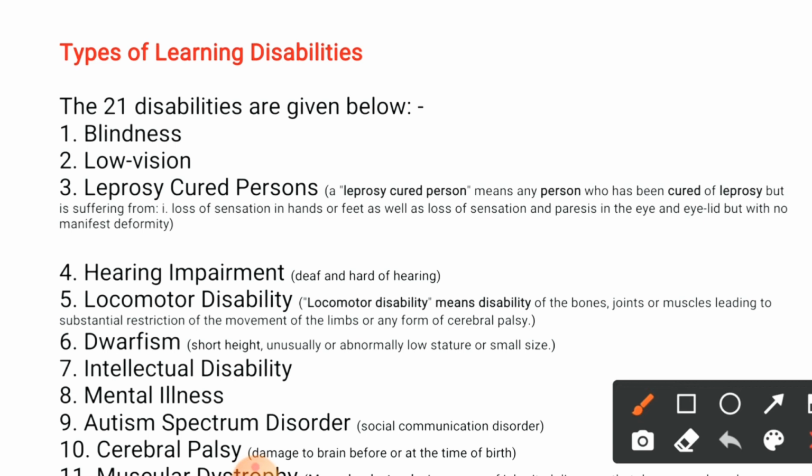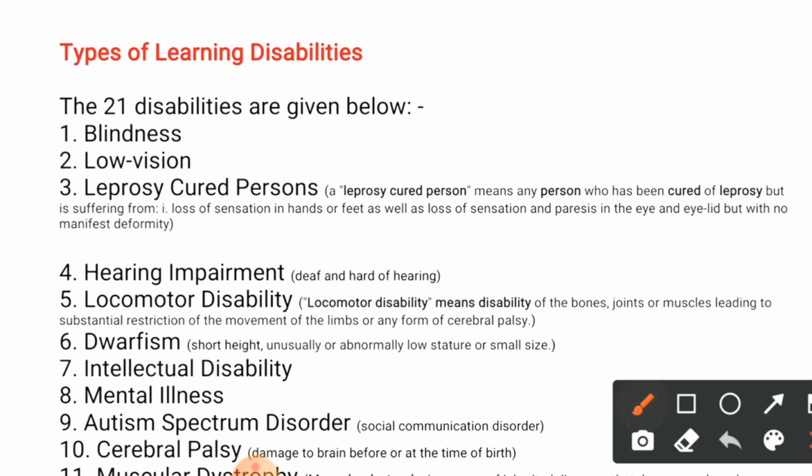So one should be aware of the different kinds of difficulties or disabilities which children suffer from during their teaching-learning process. All right. There are around 21 disabilities which we are going to discuss today, and this video is not going to be too long. The duration will be short because there are limited disabilities which we are going to discuss.